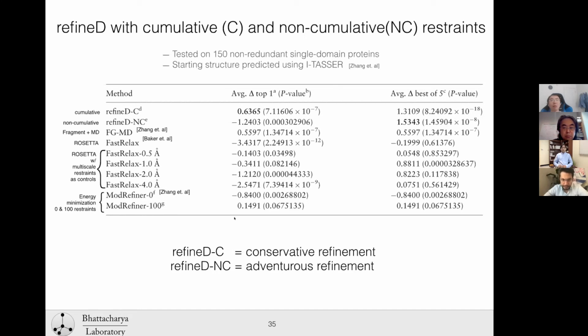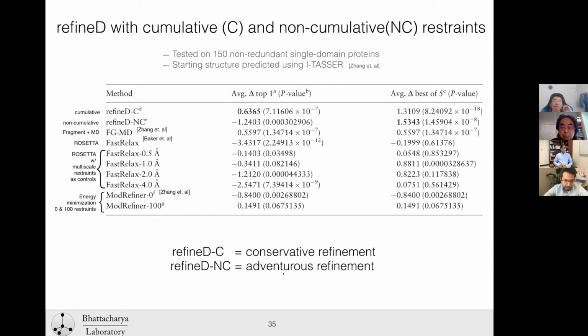So the bottom line is that refined cumulative leads to a conservative refinement mode, and refined non-cumulative is an adventurous refinement. Depending on our scenario and what we want, we can use either the conservative or the adventurous mode. For example, if our scoring function predicts our structure to be already very good and close to native, maybe we can try conservative refinement. On the other hand, if the structure is far away from native, we may try the adventurous mode.